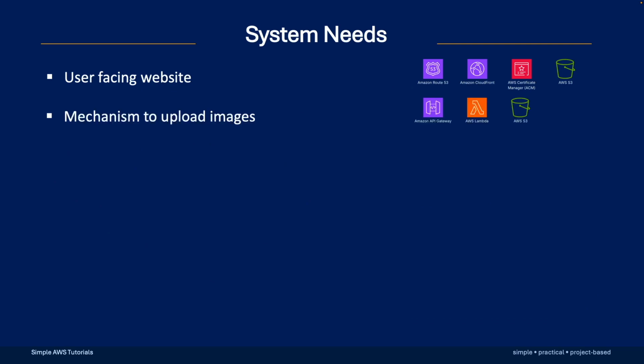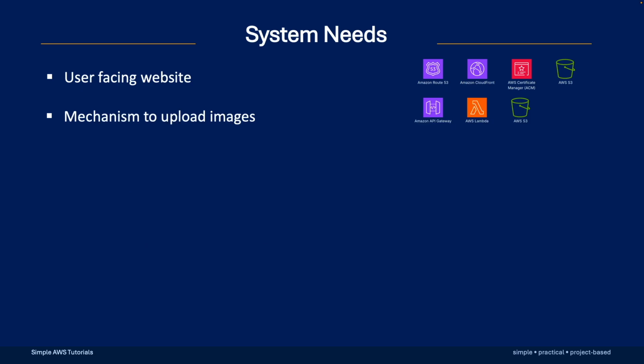Okay, now we have the website, we will need a mechanism to upload the images. And for that, we are going to use API Gateway, Lambda, and another private S3 bucket. So this bucket will be different from the bucket that we are going to use to host our website files. The second S3 bucket will only host the images that the user has uploaded.